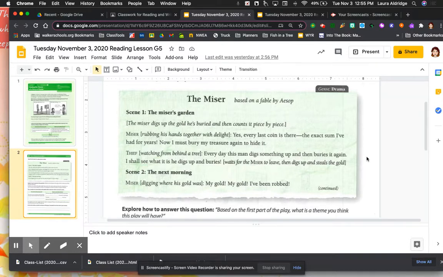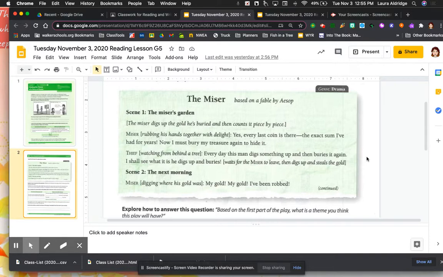Thief, watching from behind a tree: Every day this man digs something up and then buries it again. I shall see what it is he digs up and buries. Waits for the miser to leave, then digs up and steals the gold.